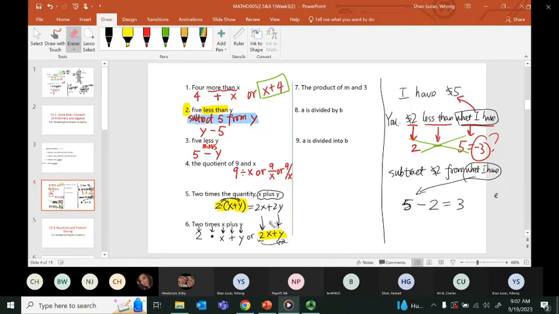So make sure you also pay attention to the word quantity. That's another one, number 5. You may need to pay a little bit of attention there. Any questions?